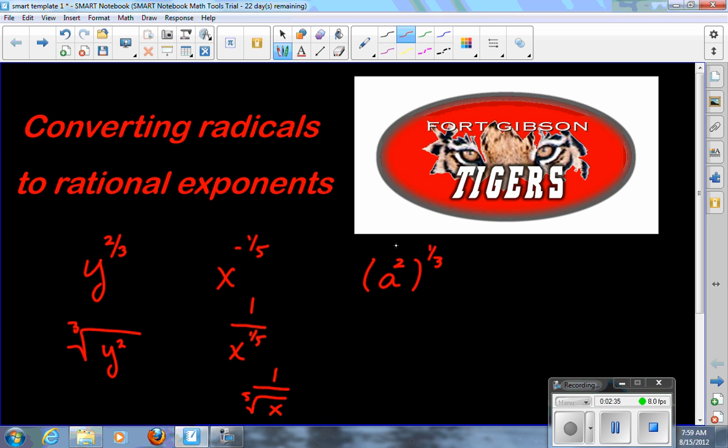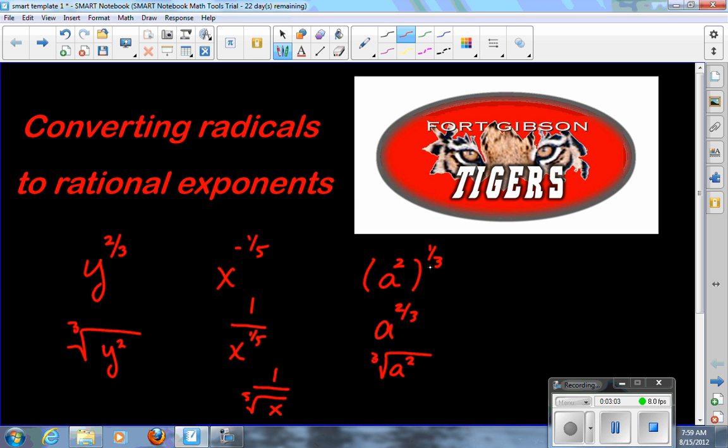So over here, there's two ways you can do this. You can think of this whole shell as the root and then write this on the inside, or you can do power to a power exponent rules. So this would be a to the 2/3, and now I can convert it this way with the same kind of method as over here, cube root on the outside because the 3's in the denominator, and a squared on the inside.